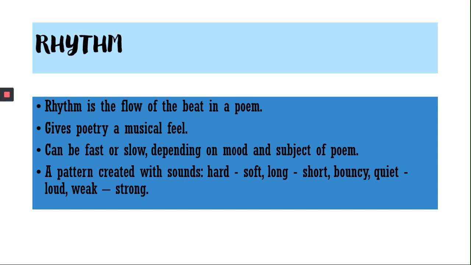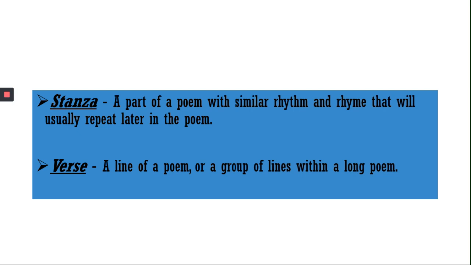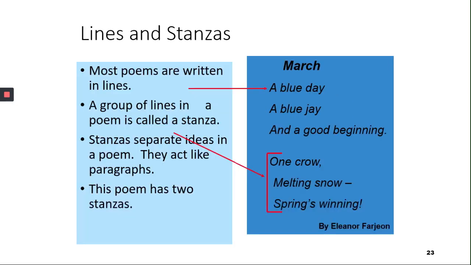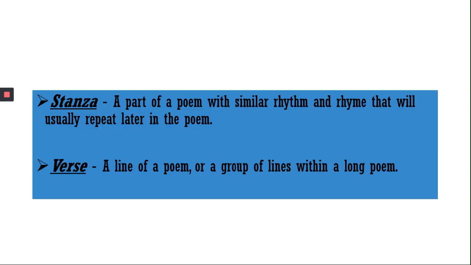Next, we have stanza, a part of a poem with similar rhythm and rhyme that will usually repeat later in the poem. Stanza can be created through lines. It's a group of lines. Verse, a line of a poem or a group of lines within a long poem. It only has one idea.